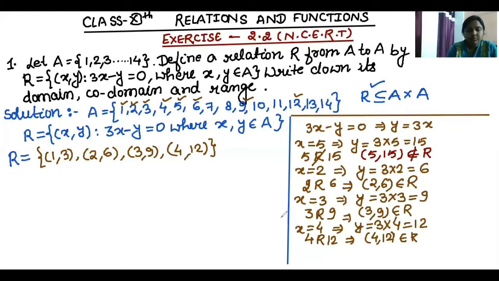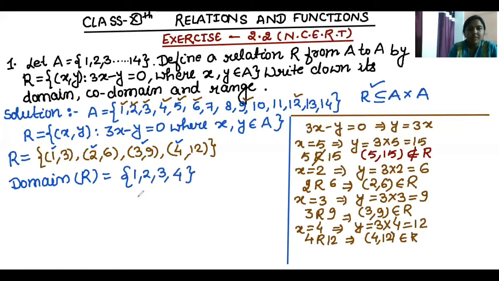Now next, write down its domain, codomain and range. We know very well that domain means all the first coordinates of the elements of R, which means 1, 2, 3, 4. And always write it in set form. So we will write the domain value of R as a set: 1, 2, 3, 4.